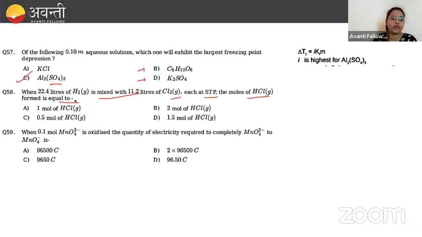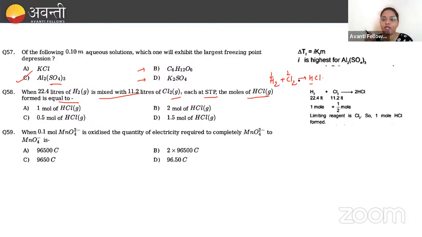Next, when 22.4 liters of H2 is mixed with 11.2 liters of Cl2, each at STP, the moles of HCl formed is equal to what? So here, H2 plus Cl2 gives HCl. This is a very simple reaction. 22.4 liters of H2 is given, and 11.2 liters of Cl2 is given. How many moles of HCl are going to form? The quantity of H2 and Cl2 is unequal, so the one which is less decides how much product is going to form.